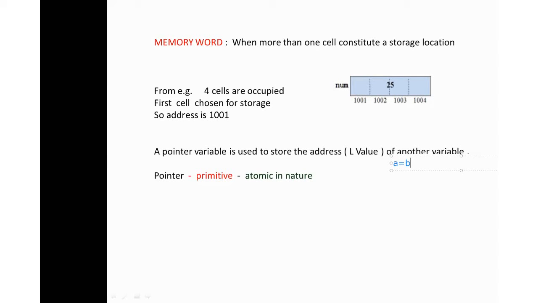Is it clear? So how to do that? In what way can you do that? For that, you have to declare the variable as a pointer variable. How to go on, we'll be seeing now. A pointer is actually your primitive data type. It is atomic in nature. Atoms are independent molecules only, no? So like that concept, we say atomic in nature.